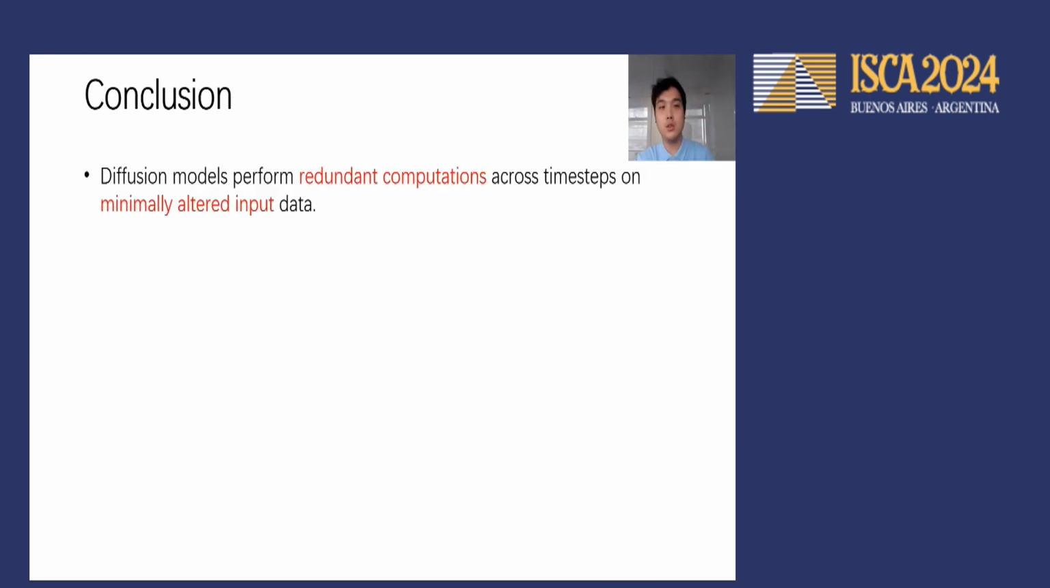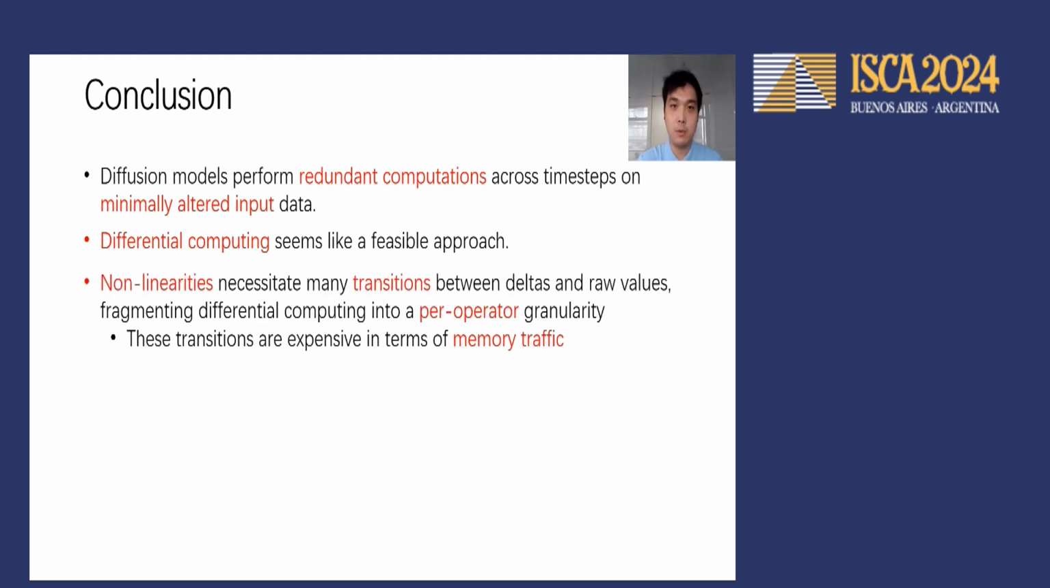In conclusion, we observed that diffusion models perform redundant computation across time steps as their input data is very similar. We discovered that differential computation can be a promising solution, if not for a problem. The problem is that nonlinearities force us to transition our delta activations to and from the original raw activations, fragmenting the differential computing process in a per-operator way. Such transitions are expensive in memory traffic.